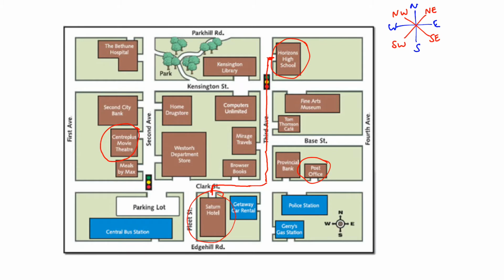Does that work? Let's see. So come out of the movie theatre, head south on 2nd Avenue. When you get to the traffic lights, head east on Clark Street through 2 junctions. So this is one junction. This is the next one. And then the post office is the 2nd building on your left-hand side.